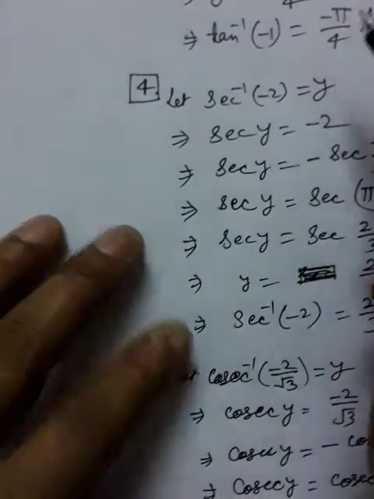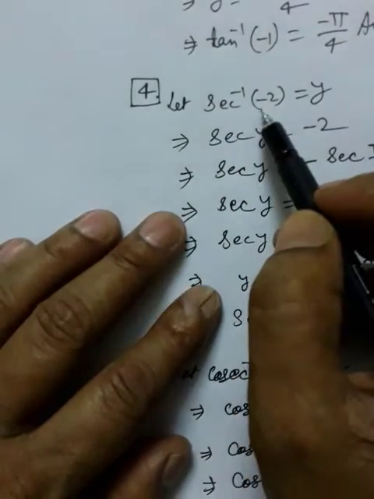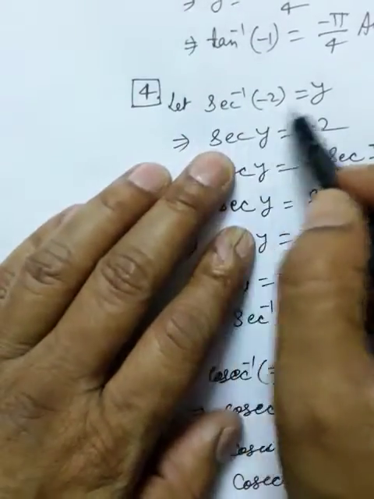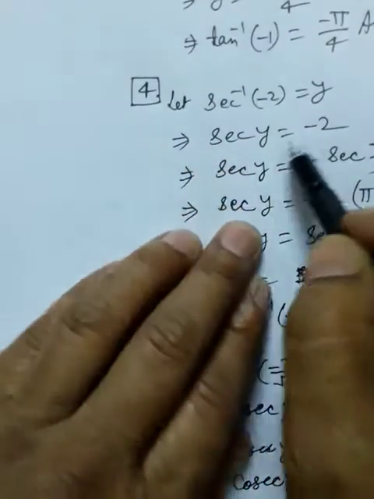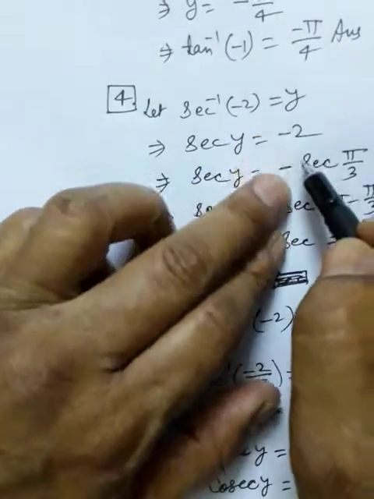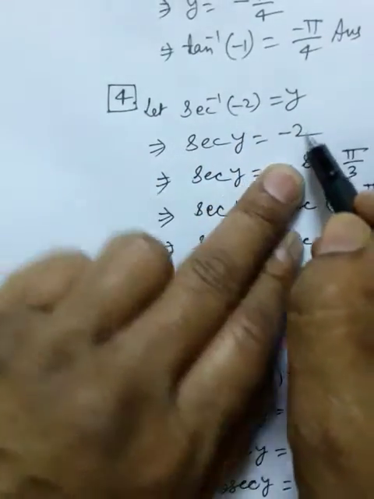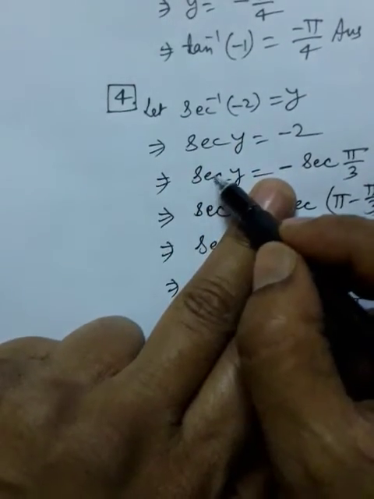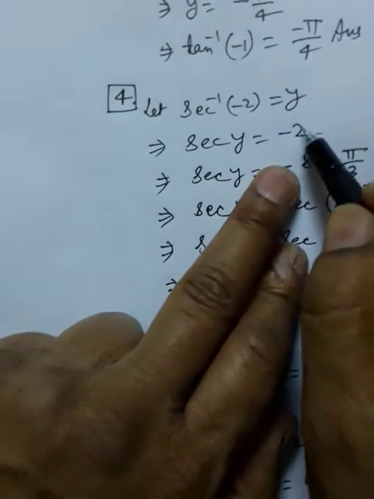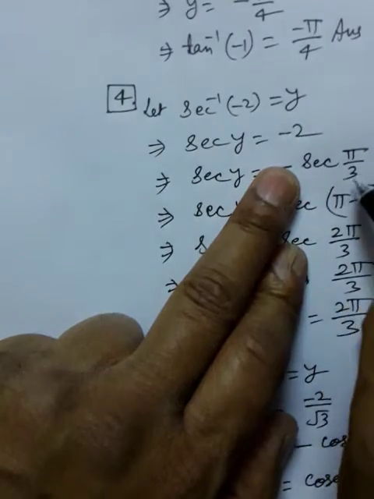Going for question number 4. Sec inverse minus 2, we have to find the principal value. Let it be y. So sec y is equal to minus 2. This minus will be as it is in all questions, and then put the value for this in terms of sec. So minus, and this is sec pi by 3.